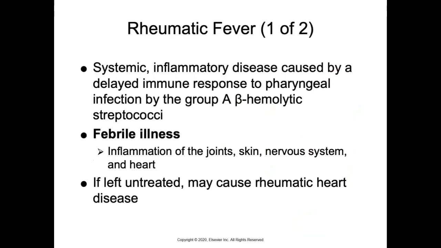Shifting gears into rheumatic fever, this is going to be a systemic inflammatory disease that is caused by a delayed immune response to a pharyngeal infection by group A beta hemolytic streptococci. And this really is a febrile illness in which we're going to get inflammation of the joints, skin, our nervous system, and the heart. If it is untreated, it could cause rheumatic heart disease, which we see that 10% of individuals who had rheumatic fever actually develop. And the primary lesion there is going to involve the endocardium.